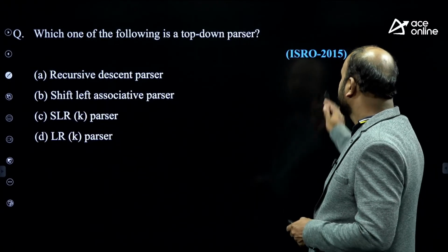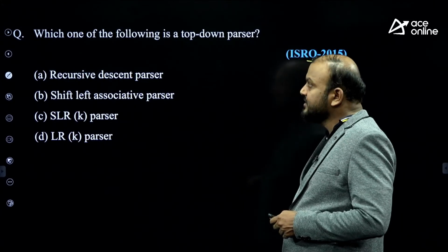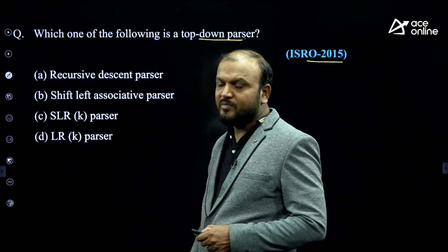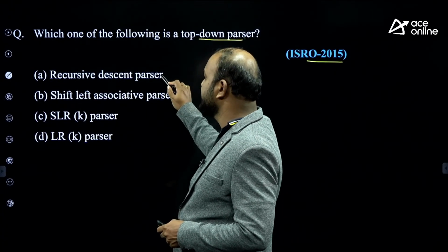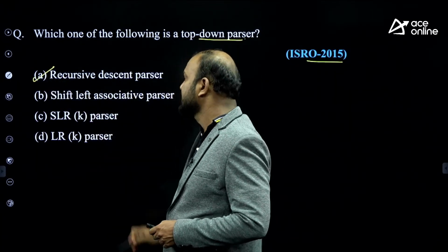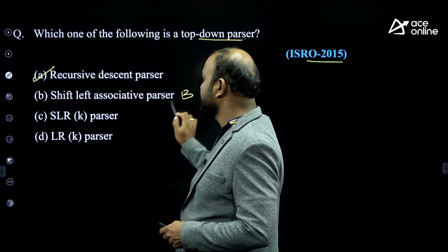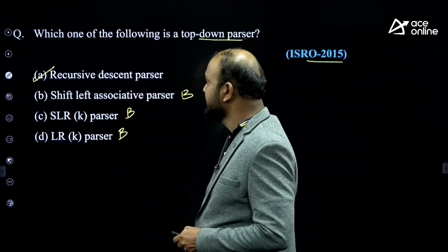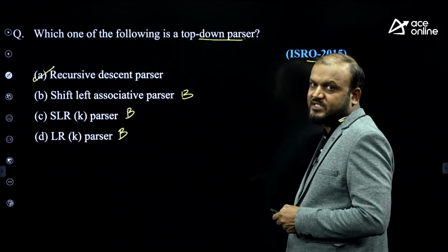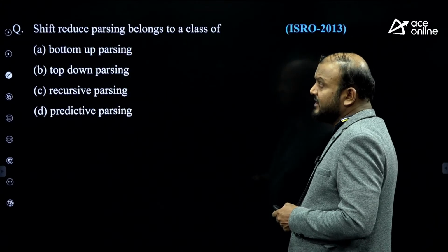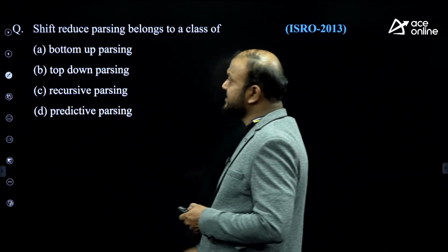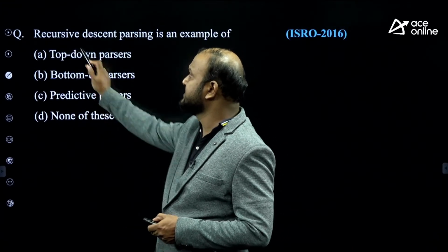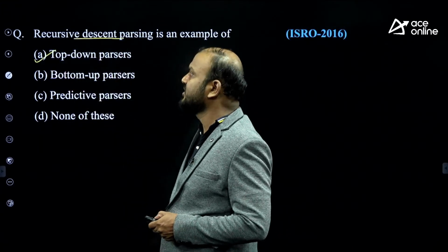Right. It is an ISRO 2015 question. Which of the following is a top-down parser? So what are the top-down parsers? Recursive descent parser is a top-down parser. Shift reduce is a bottom-up parser. SLR parser, bottom-up parser. LR parsers, bottom-up parsers. So what is a top-down parser? Recursive descent parser. If you know these basics, shift reduce parsing is bottom-up parsing, and answering the question is easy.